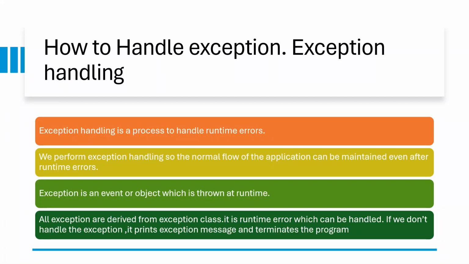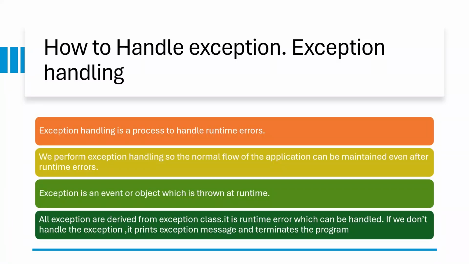Next, an exception is an event or object which is thrown at runtime. What is an event or object? Event means something is going to happen. For example, if you press a key on the keyboard, that is also an event. If you select an object, that is also considered one. So an exception can be an event or it can be treated as an object.